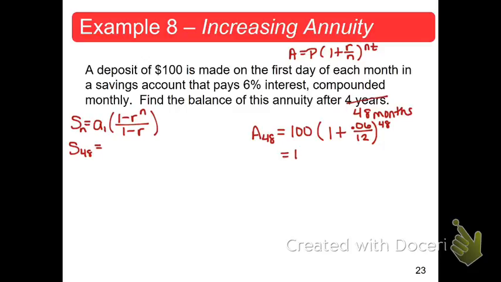So first I want to show something. Let's actually just put the parentheses in the calculator. What is 1 plus 0.06 divided by 12?